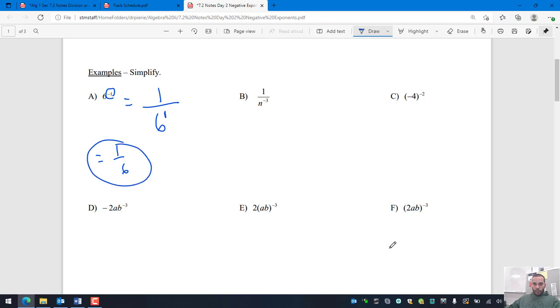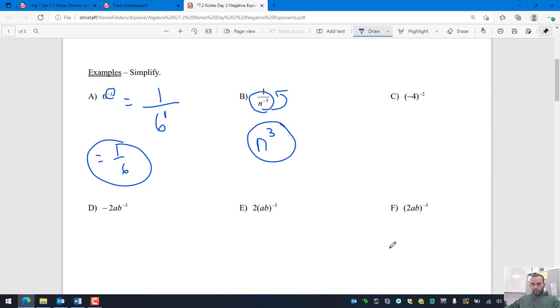For example B, we have 1 over n to the negative third, negative exponent. We have to move it. Starts in the denominator, so we move it up to the numerator. Once we move it, it becomes positive for the exponent. It should become n to the third.